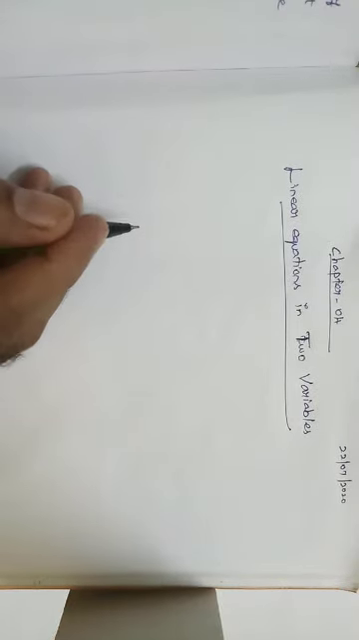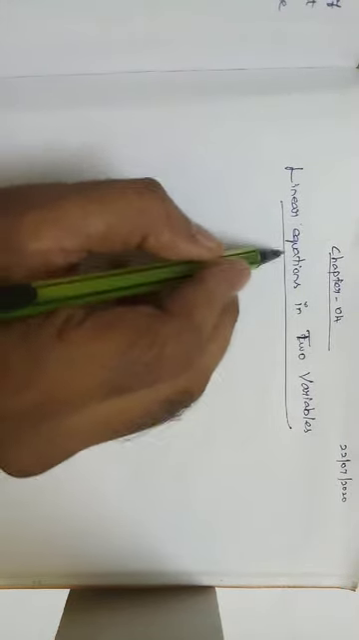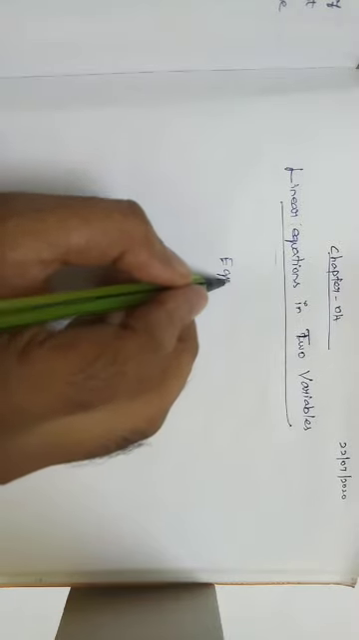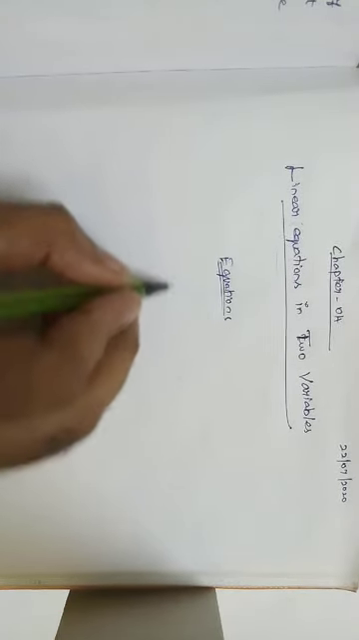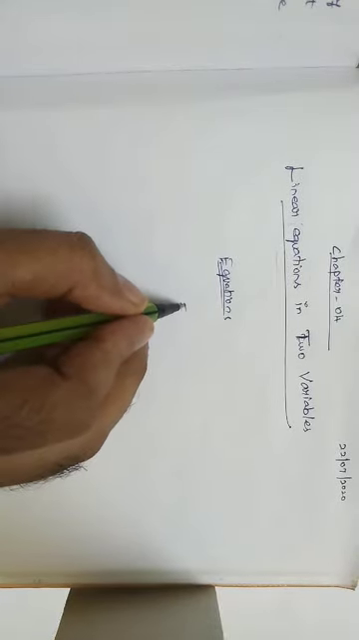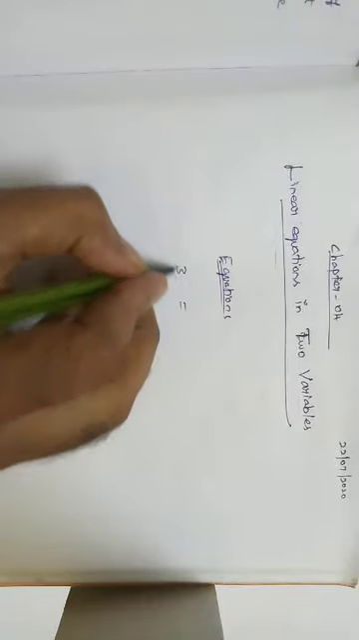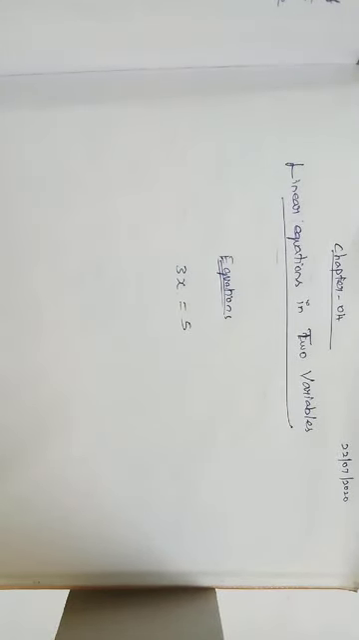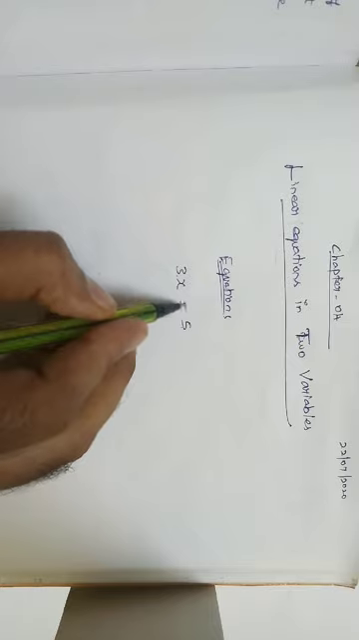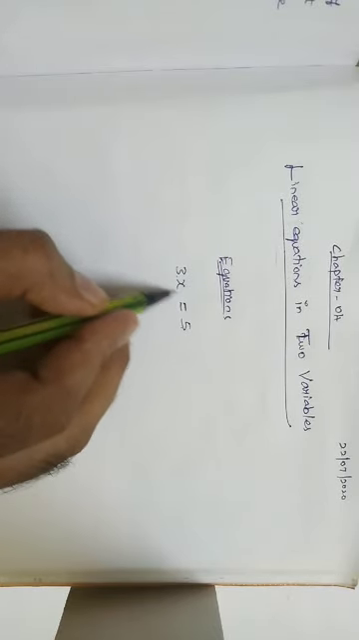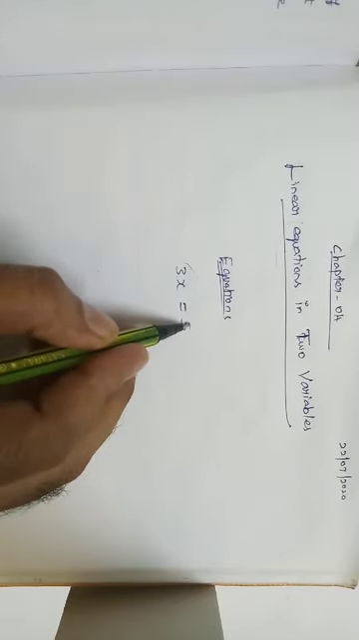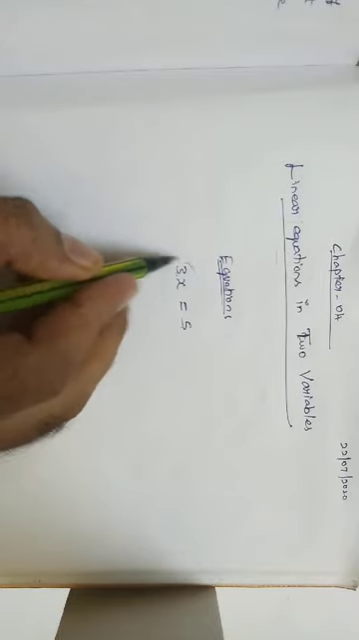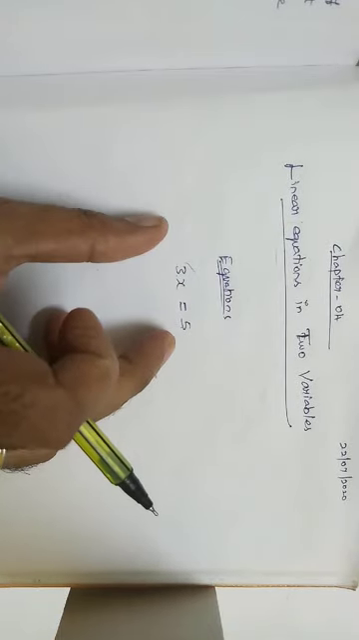First of all, we want to know what is meant by an equation. That is very important. If you have an equal sign, there is a left hand side of the equal and a right hand side of the equal. For example, 3x is equal to 5. We have two sides: 3x is our left hand side, LHS, and 5 is our right hand side, RHS. This is nothing but an equation.